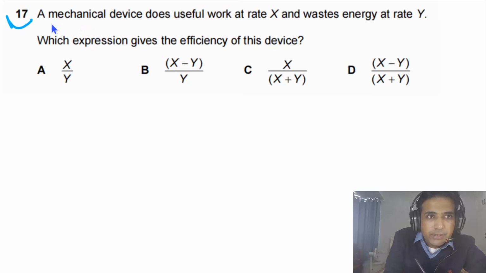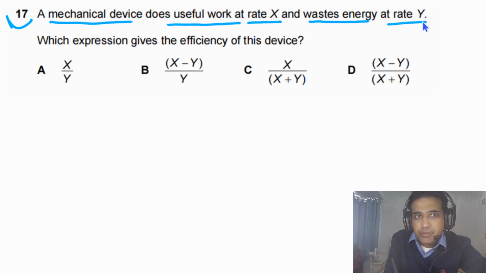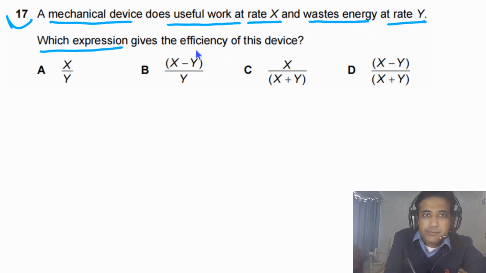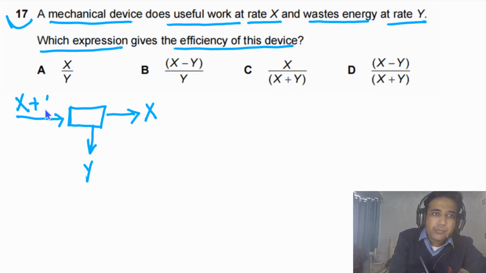Question 17 says a mechanical device does useful work at rate X and wastes energy at rate Y. Which expression gives the efficiency of this device? So first of all, you can imagine this is the device. In this case, useful energy is X, then the wasted energy, this is Y. So the input in this case has to be equal to X plus Y.